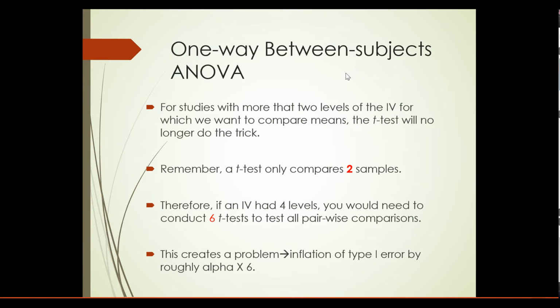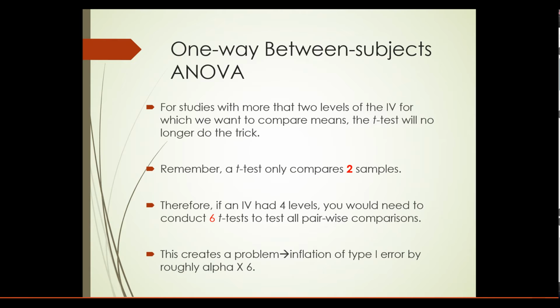So, as I said, for studies with more than two levels of the independent variable, and we want to compare the means, the t-test will no longer be appropriate. The reason is the t-test only compares two groups, so it only makes basically one comparison of two means. If, for some reason, we had an experiment where the independent variable had four levels, we could conduct 6 t-tests to test all pairwise comparisons.